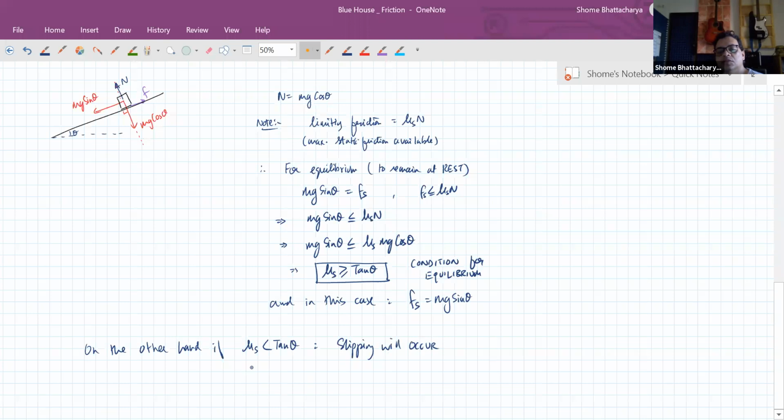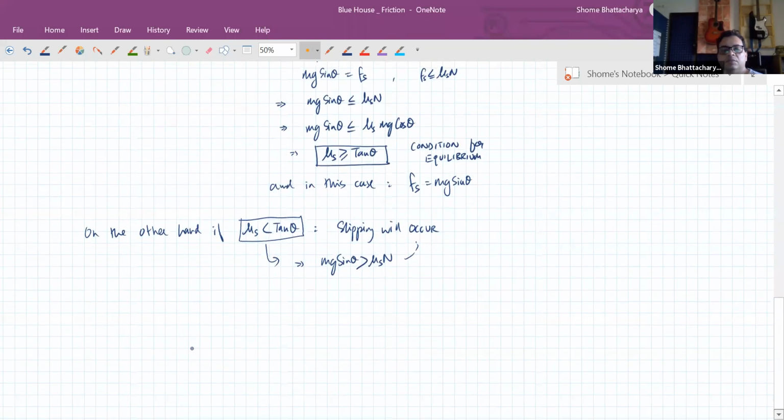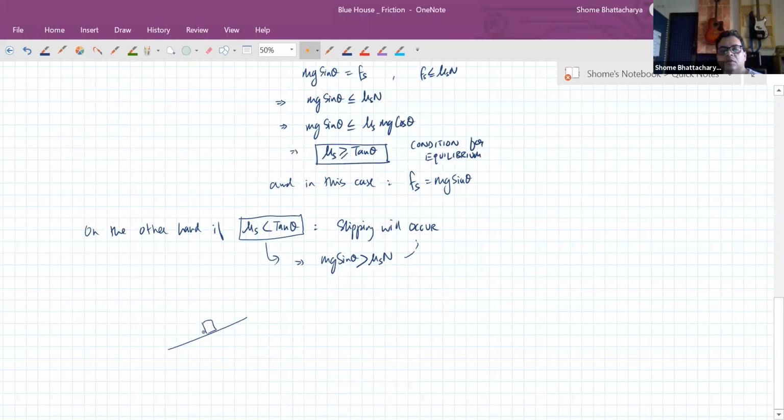Because this condition will imply that mg sine theta is becoming greater than limiting friction. So slipping will occur. If slipping occurs, then in my free body diagram there is acceleration like this, and the type of friction acting is kinetic friction. So it is mu k into normal reaction.